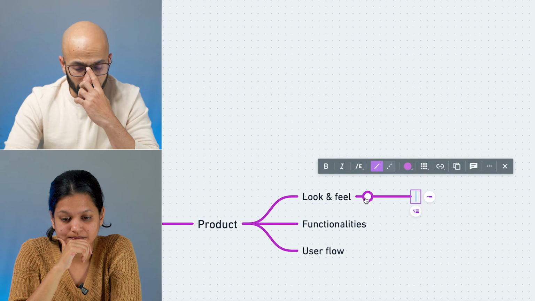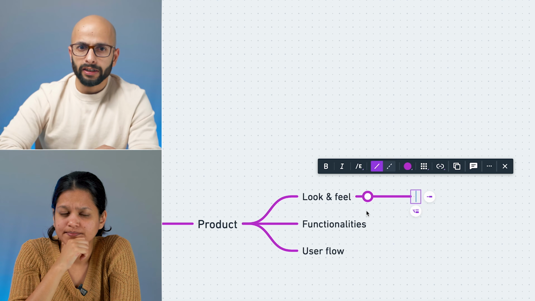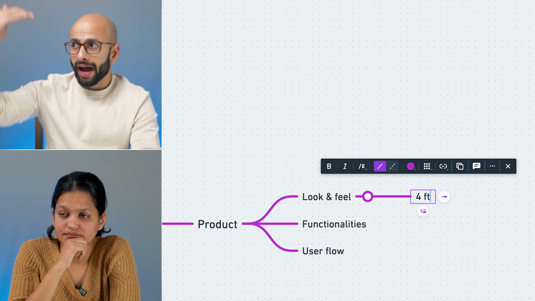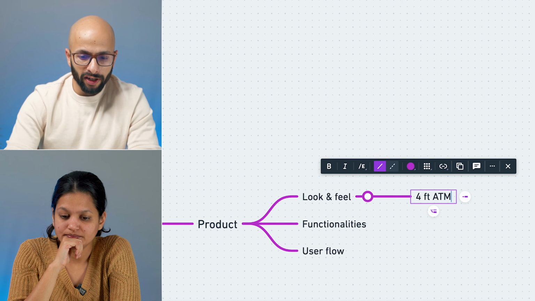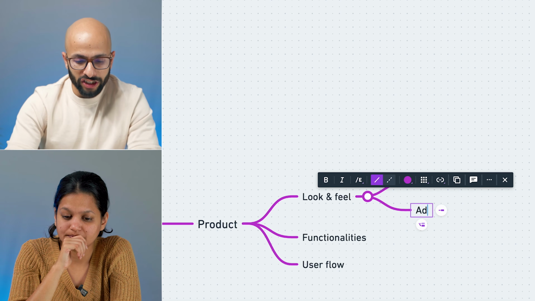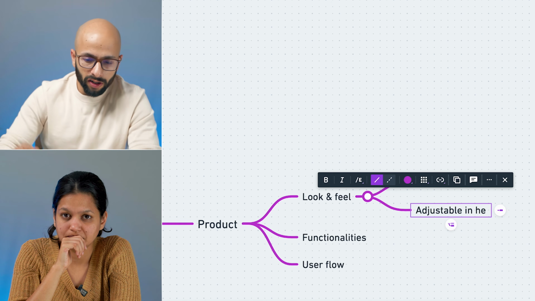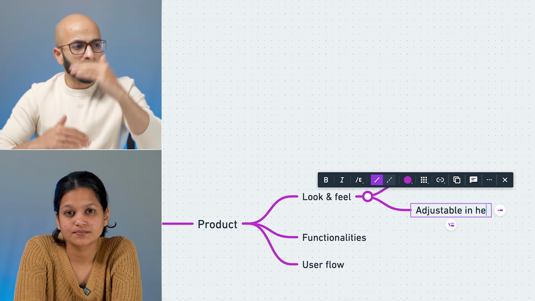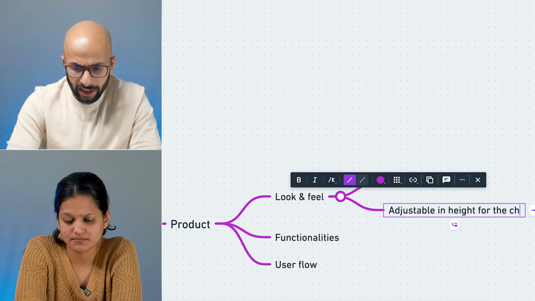Cool. So in terms of look and feel, obviously the end user is the child, so it has to be cognizant of that. So shorter. Let's say about 4 feet at max is the height of that ATM, right? A 4 feet ATM. I'm also assuming, by the way, there are very few constraints here in terms of the product building capabilities. So a 4 feet ATM that is also adjustable in height. Some children are quite short, some are slightly taller. So some buffer of adjustment, let's say about half a foot, that the ATM machine can keep adjusting into. Adjustable height for the child, right?